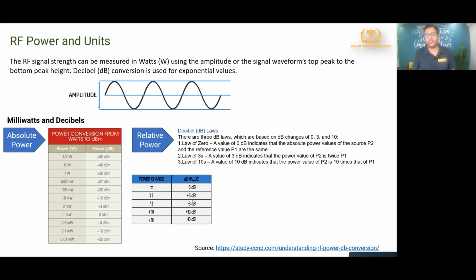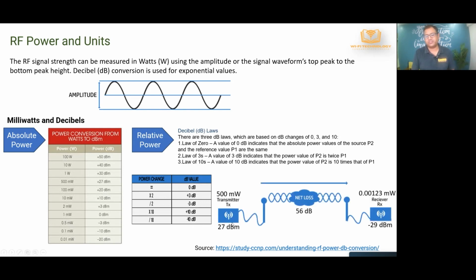To take a simple example, let's say the transmitter is transmitting at 500 milliwatts, which converts to 27 dBm, right? And the receiver received the signal at minus 29 dBm. So now what is the path loss? The path loss is the difference between this and this. So that's 27 minus minus 29, that is 56 dB of path loss. So as the receiver goes farther and farther away from the transmitter, there is more path loss. And we'll talk more about the path loss in the next few slides. So these are some of the things that we normally hear in the Wi-Fi world: decibels, dBm, dB, and so on.